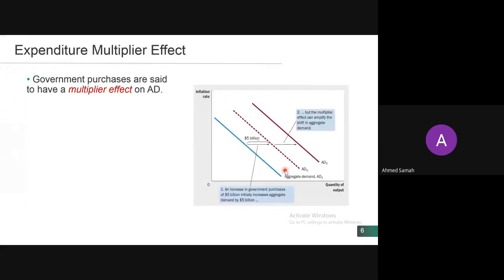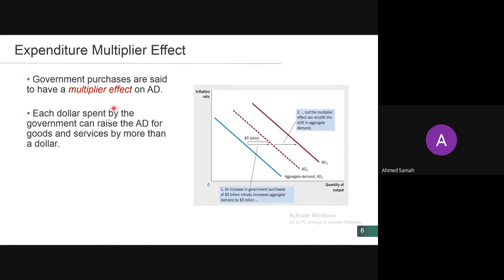Then as I said, there is a multiplier effect. So there are mainly two effects we are concerned about, one of which is the expenditure multiplier effect of fiscal policy. Another one is the tax multiplier effect. So first we will talk about the expenditure multiplier effect. When government purchases are said to have a multiplier effect on aggregate demand, each dollar spent by the government can raise the aggregate demand for goods and services by more than a dollar.